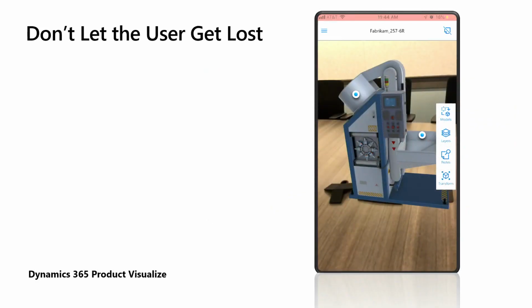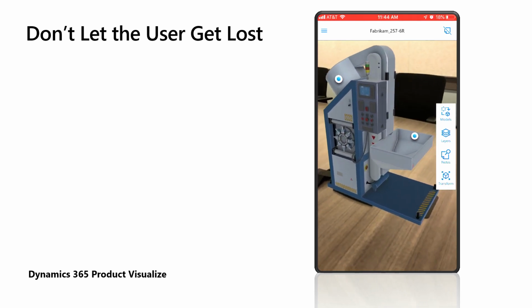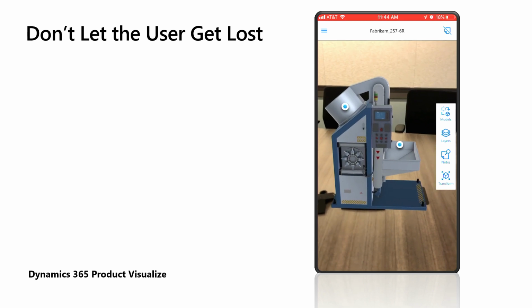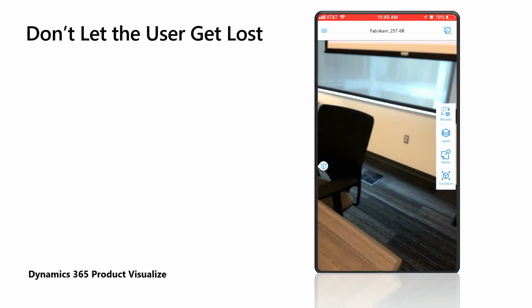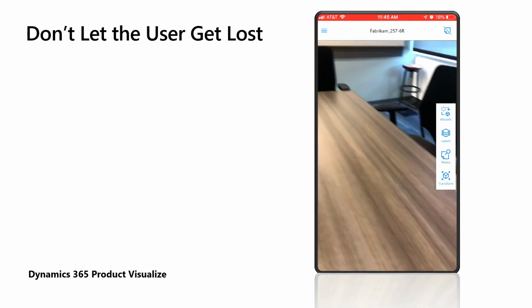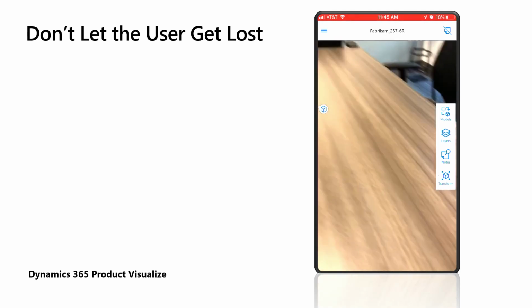And the third piece of advice is related to that. Don't let the user get lost, right? As I was saying, you can walk away from virtual objects, right? So it's important that the user can always get back to what's important. So here's Product Visualize, one of our AR applications on iOS.